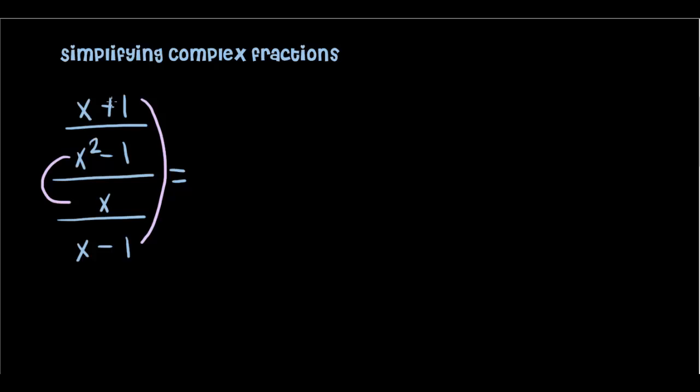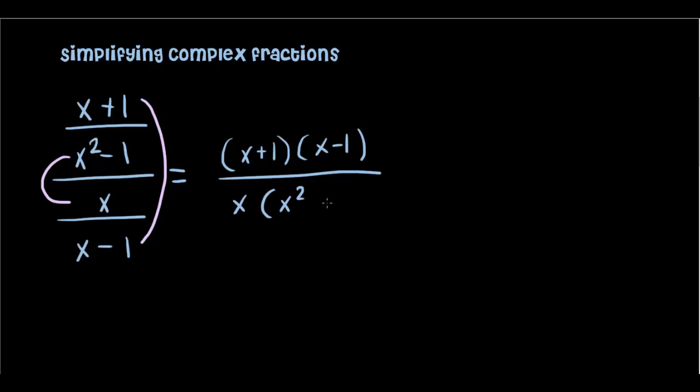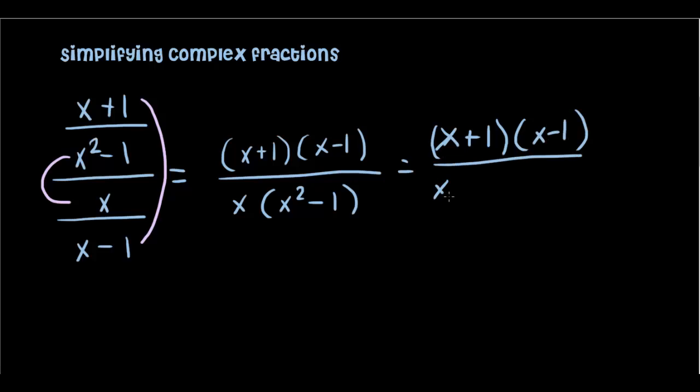We're gonna have x plus 1 times x minus 1 over the inside. So x times x squared minus 1. But if you notice, this one is a difference of squares. So I can factor it. So let me rewrite this. x plus 1 times x minus 1 over x times x plus 1 times x minus 1.